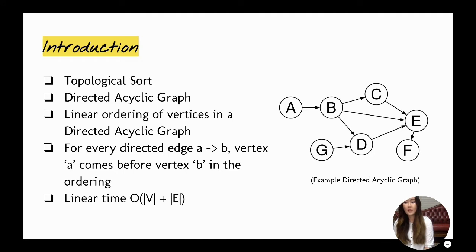Topological sort gives a linear ordering of vertices in a directed acyclic graph, so that for every directed edge, A pointing to B, vertex A comes before vertex B in the ordering. In other words, the topological sort returns an array of the ordered nodes, where each node appears before all the nodes it points to. The runtime of the topological sorting algorithms is usually linear in the number of nodes plus the number of edges, like O of V plus E. In the later slides, I'll go over some specific algorithms for topological sorting, such as Kahn's algorithm.